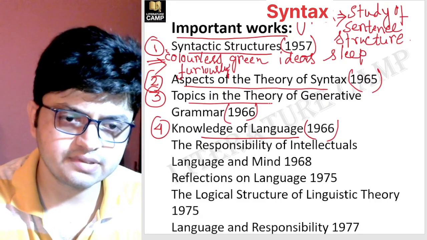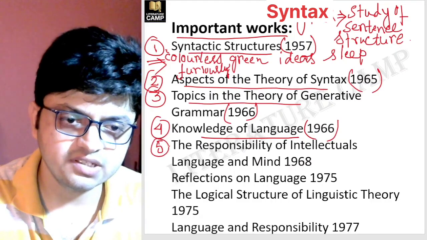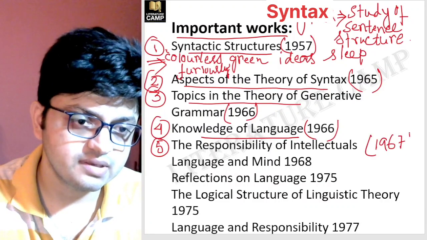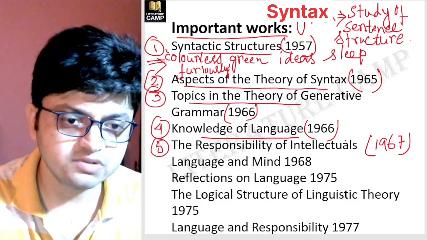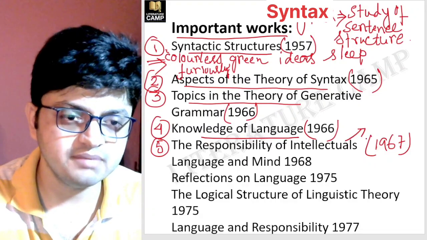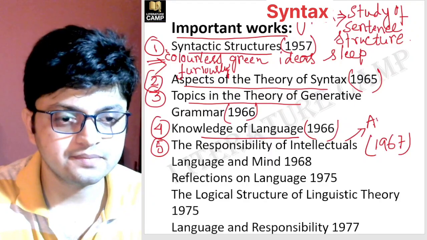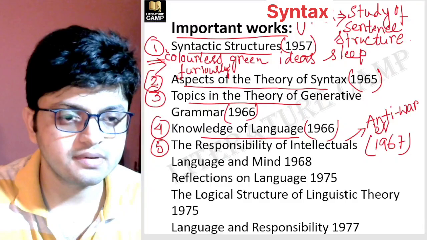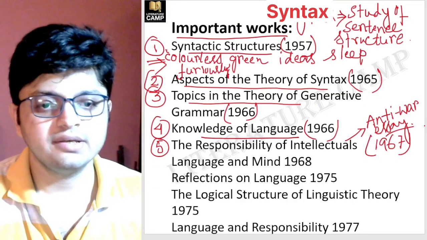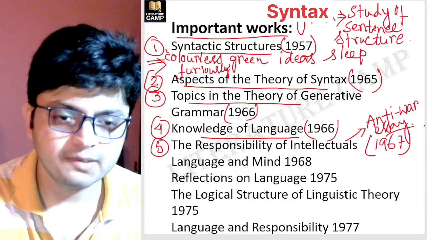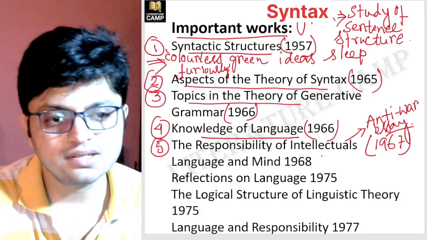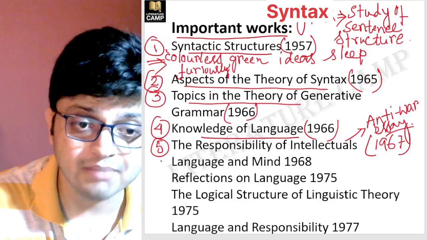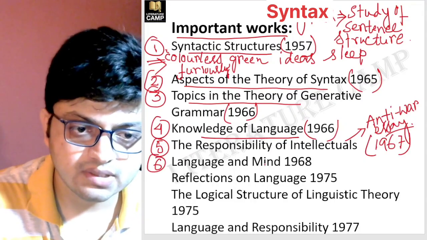Next work is Responsibility of Intellectuals, published in 1967. And this work, Responsibility of Intellectuals, is important. It's an anti-war essay. All right. So you need to keep in mind the Responsibility of Intellectuals is an anti-war essay, published in 1967. Next work, Language and Mind, published in 1968.